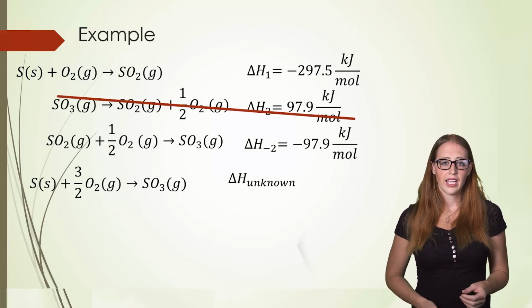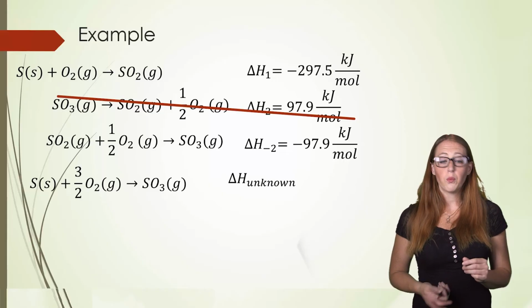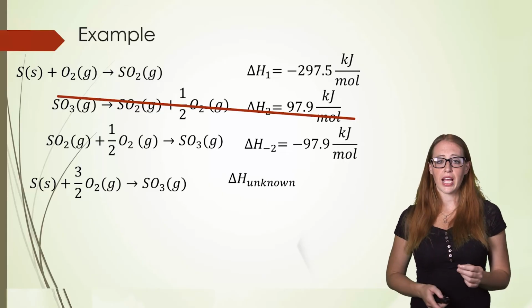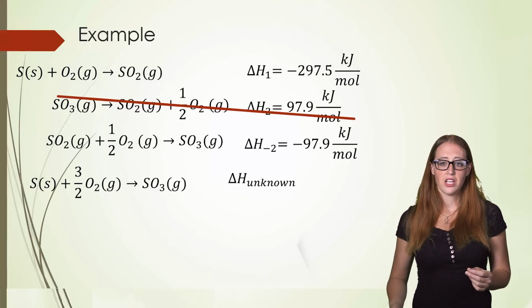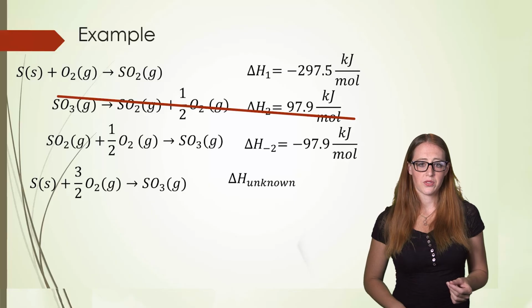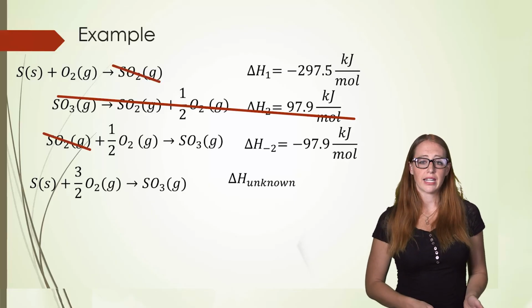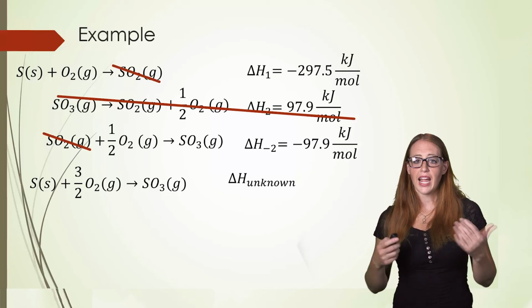Let's take this and we're going to flip-flop the reaction. Now when we do that, when we reverse the reaction, we change the sign of the delta H. So now the sign is negative. So from here, we can see that our SO2 cancels. And we now have all of our reactants and all of our products and nothing extra.